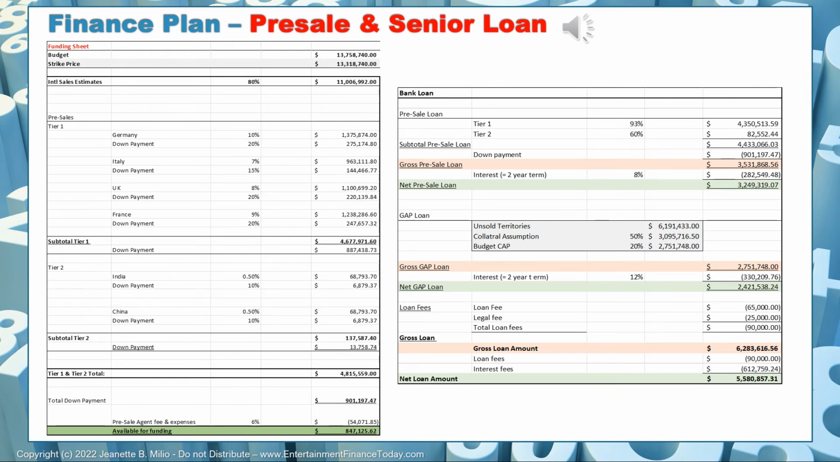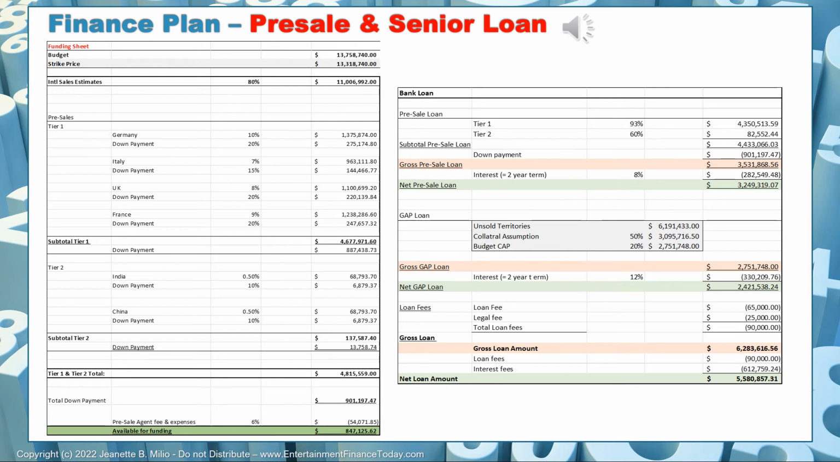The gap loan is considered by looking at all the rights that are available after we're deducting the pre-sold Tier 1 and Tier 2 territories from the international sales estimates. However, because the bank will assume a cap of 20% of the budget, that is lower than what we would be receiving as a gap loan otherwise. So therefore the cap is applicable here.